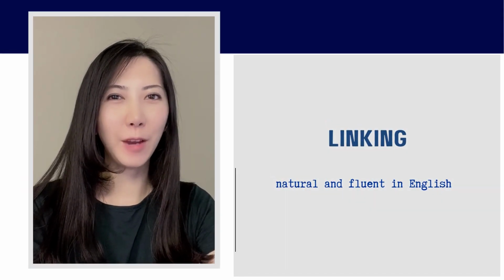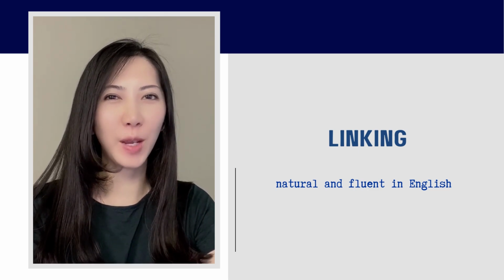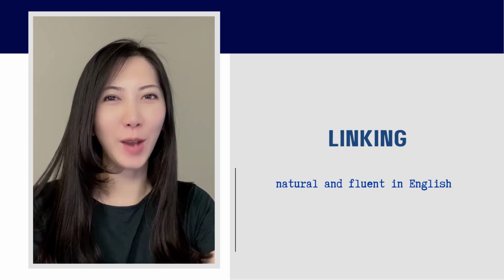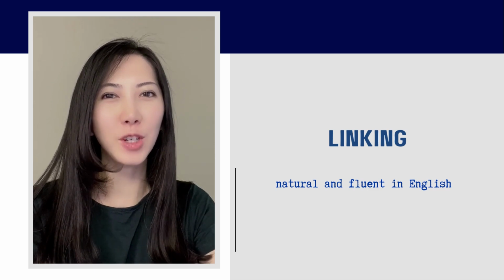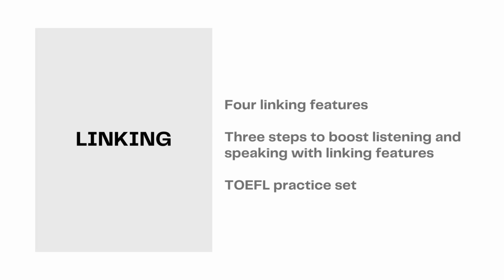Enhancing intelligibility for non-native speakers of English is essential for effective communication. Here are some tips to help you improve your English language intelligibility. One way to improve intelligibility is through linking. Linking will make you sound more natural and fluent in English.